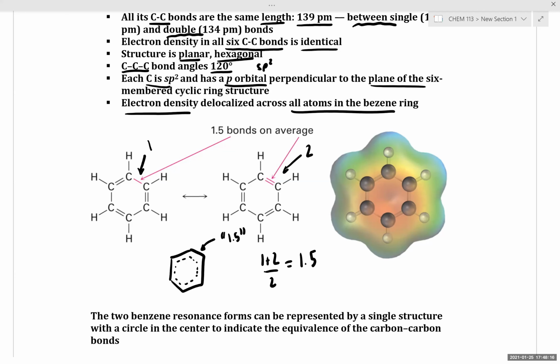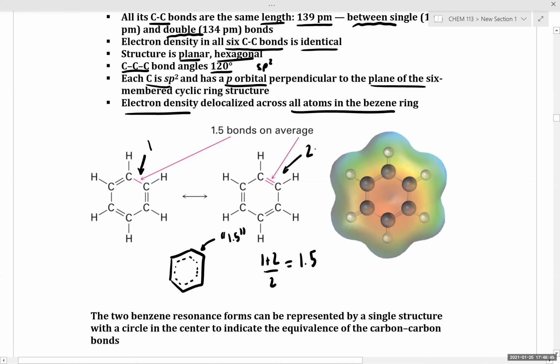So when you have multiple resonance structures and resonance contributors, you can estimate the average bond length, strength, and bond order by taking a weighted average of your resonance structures. So in this case, looking at our carbon-carbon bonds, if we study a single carbon-carbon bond in detail, it has a bond order of 1 in one of our structures and a bond order of 2 in another structure.